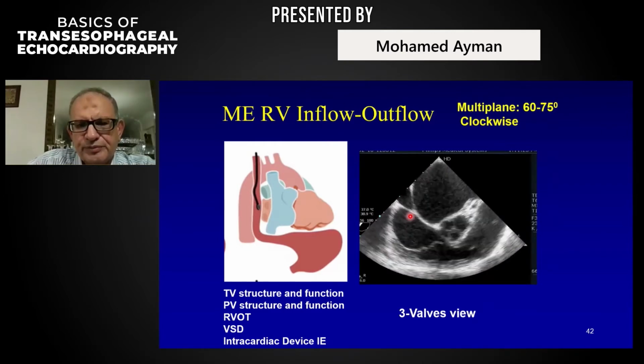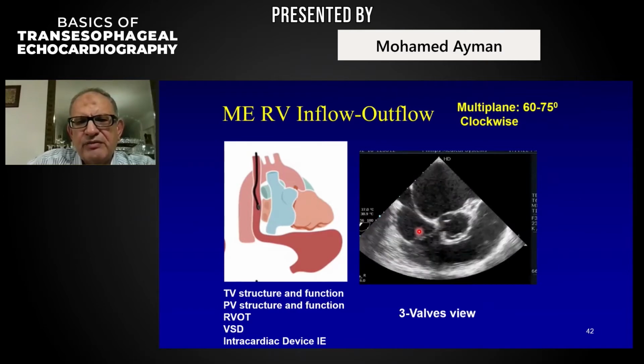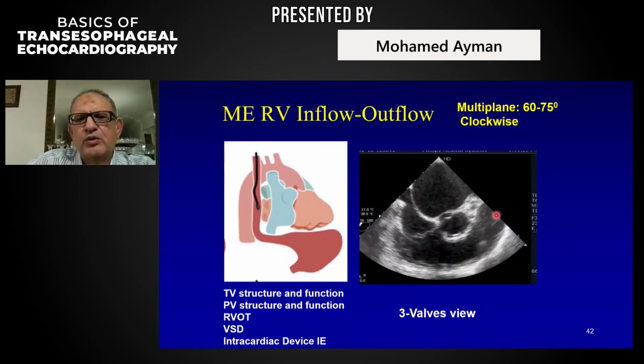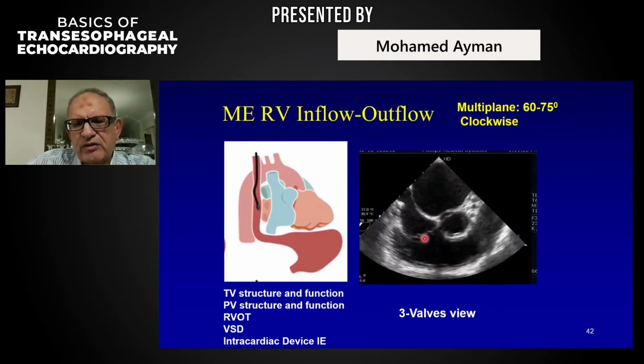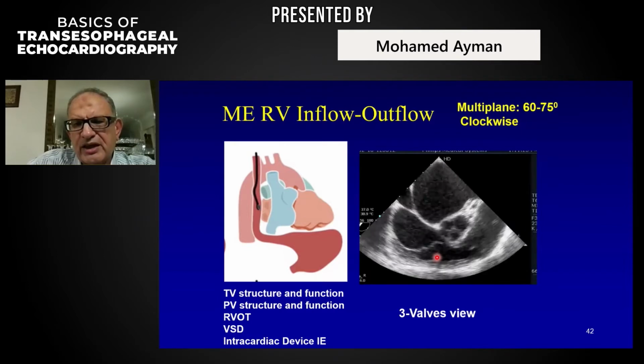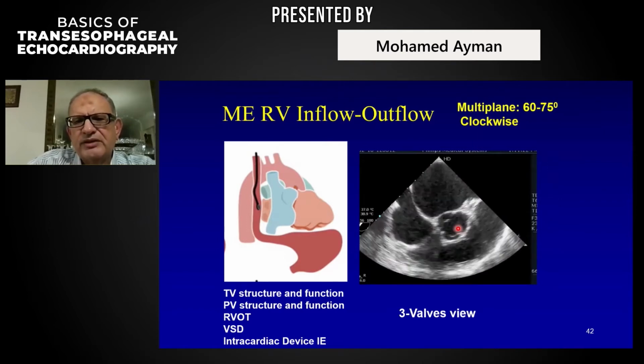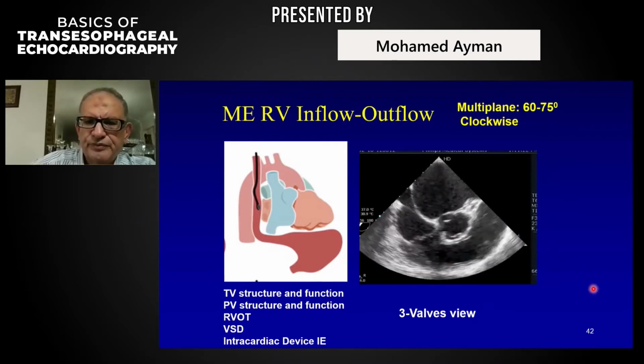We call this the right ventricular inflow outflow view, because here we have the inflow of the RV through the tricuspid, passing to the RV. This is the outflow of the RV, and this is the pulmonary. So we have three valves: aortic valve, tricuspid valve, and pulmonary valve.